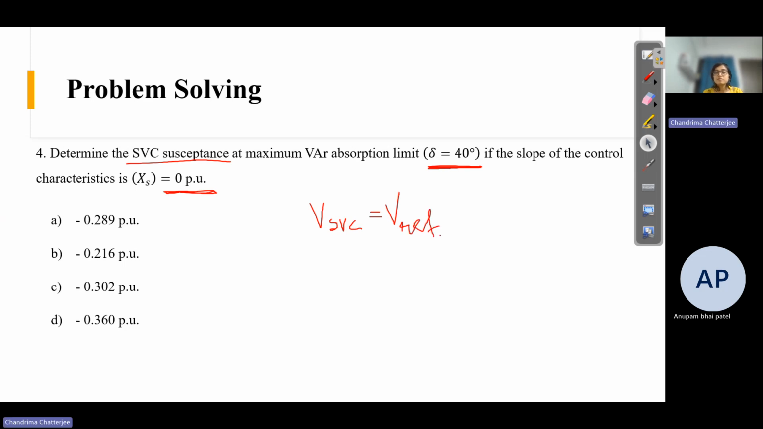V reference. And what is the relation between VSVC and ISVC? ISVC is equal to minus BSVC times VSVC. What is BSVC? BSVC is the susceptance. This we need to find out. BSVC. Okay.